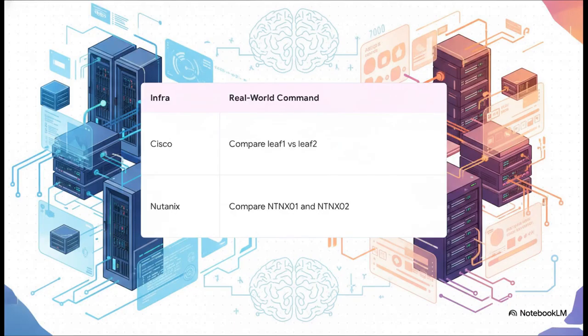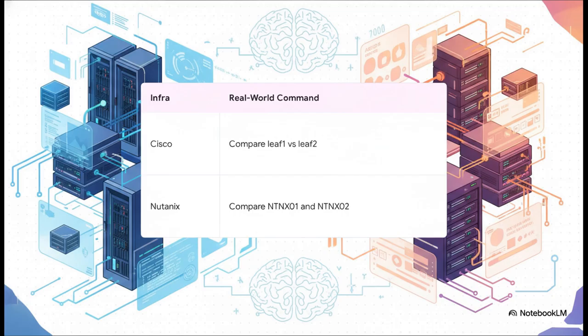And it works just as seamlessly for networking and hyper-converged infrastructure. For Cisco or Arista, you simply tell the system, compare Leaf 1 versus Leaf 2. The platform instantly isolates behavioral asymmetries by cross-referencing active routing tables and BGP EVPN session parameters long before a deployment goes live. Or say you're scaling out a Nutanix private cloud.